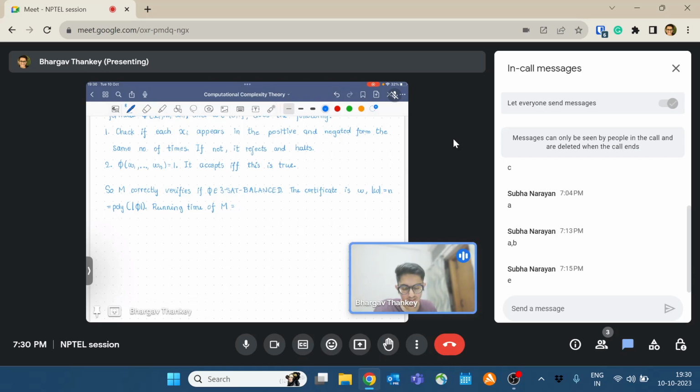And the second step, it just has to put the values of W1 to Wn in place of X1 to Xn and evaluate the formula. So this can also be done in poly time, right?